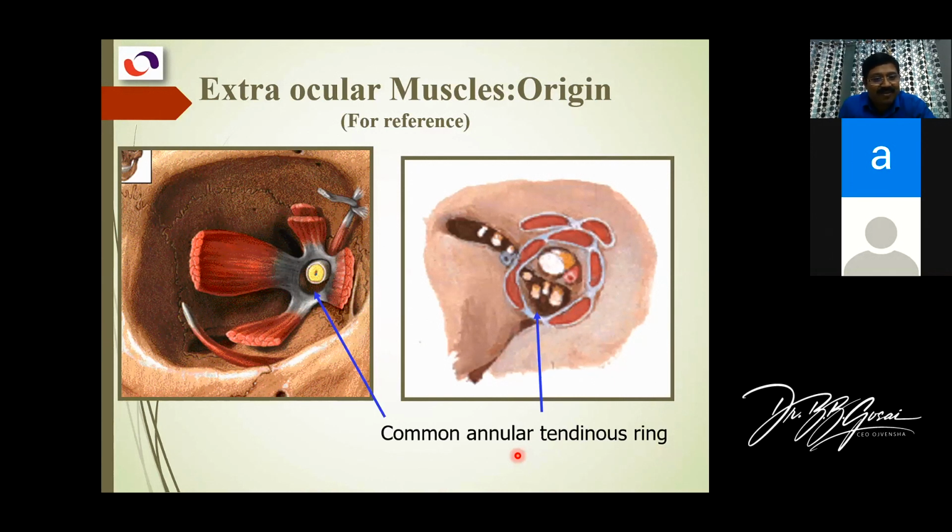Z-I-N-N, ring of Zinn. From the ring of Zinn you have 4 muscles: superior rectus, inferior rectus, medial rectus, lateral rectus. Above the ring is the levator palpebrae superioris. Between superior and medial is the superior oblique. So this picture shows you the origin. No need to memorize this detail. You should know that they all come from the apex of the orbit except the inferior oblique. So this is how it looks.